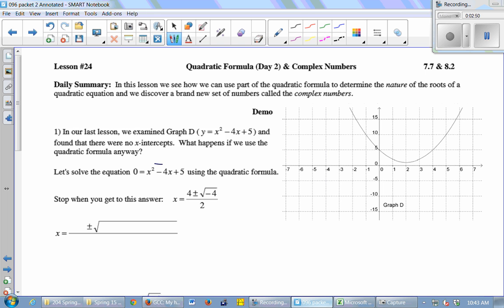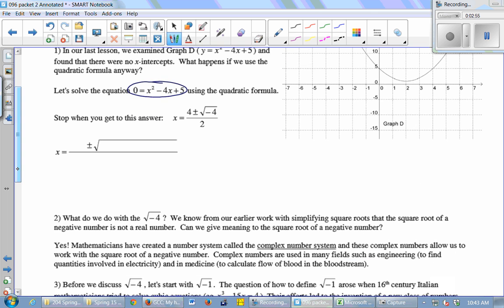I'm trying to solve the equation x squared minus 4x plus 5 equals 0, using the quadratic formula. The quadratic formula is x equals the opposite of b plus or minus the square root of b squared minus 4ac, all over 2a. I know it's been a whole week since we've seen this, so we're going to practice plugging in. Looking at 0 equals x squared minus 4x plus 5, what is a? 1. What is b? Negative 4. And what is c? 5.